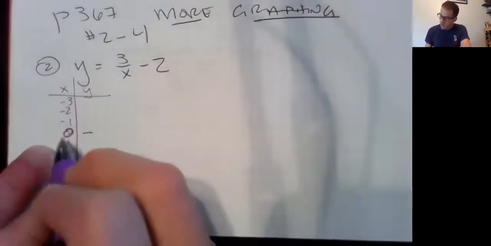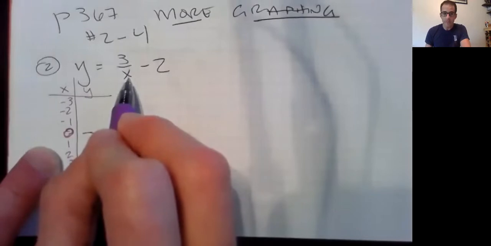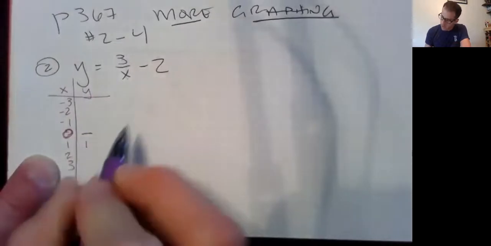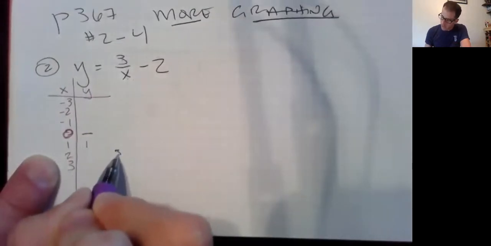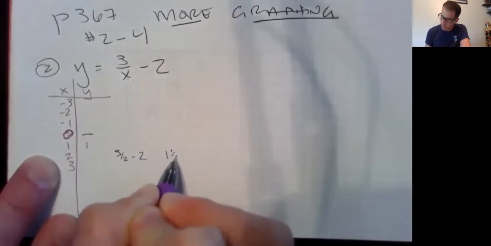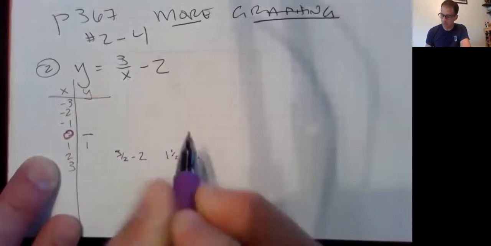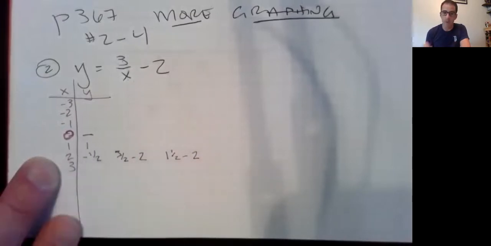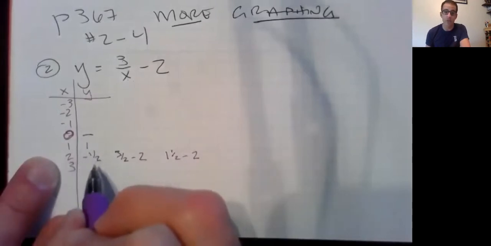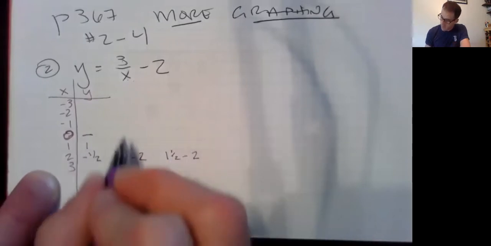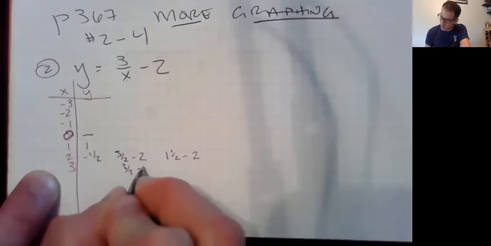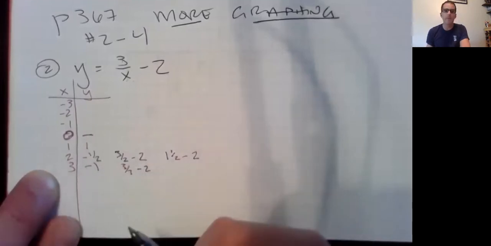All right, so I plug in 1. 3 over 1 is 3. 3 take away 2 is 1. I plug in 2. 3 over 2 is 1.5. And if I take away 2 from 1.5, I get negative 1/2. If I have $1.50 and you demand $2, I owe you 50 cents, right? And if I plug in 3, 3 over 3 is 1, and 1 take away 2 is negative 1.